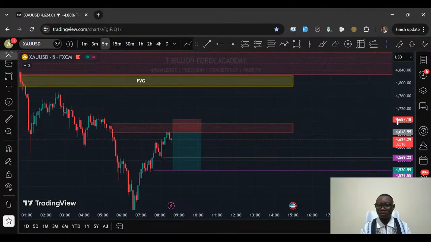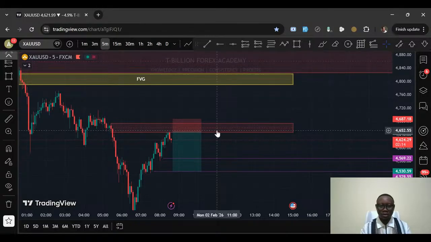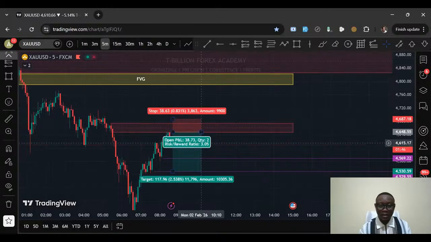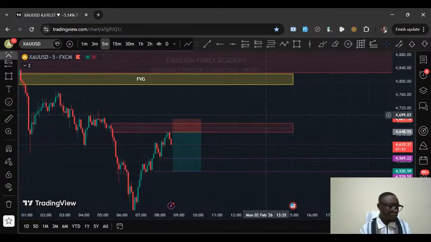Okay, so I'm taking this trade. Let me take it real quick. The trade has gone a few pips away from the entry. No, it's a little bit late for me to take this. I'm not going to take this. It's too late.